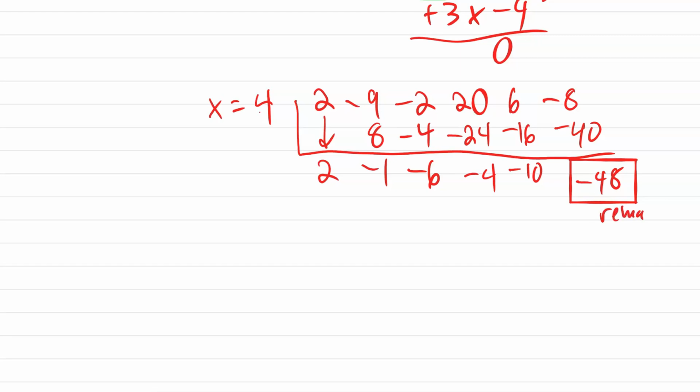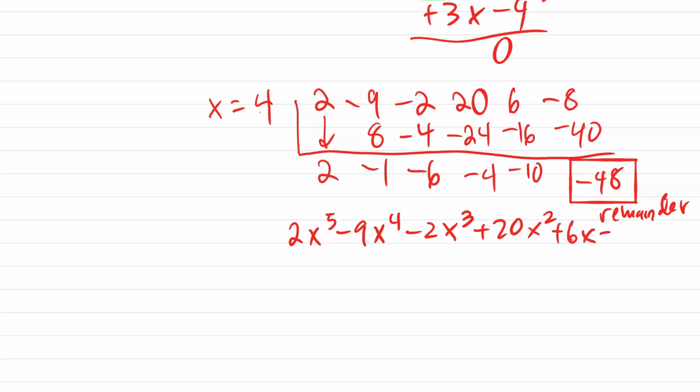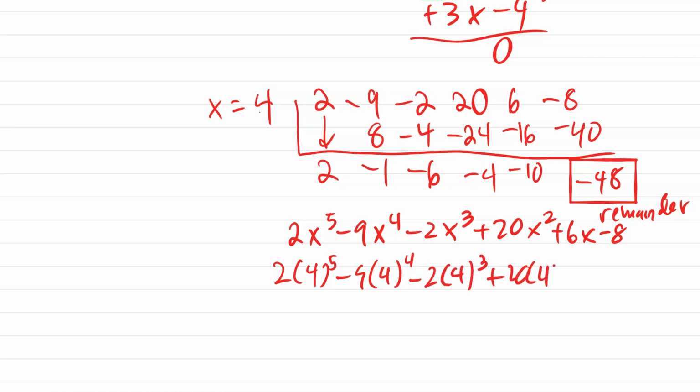This remainder is what would happen if we plug that into the 2x to the 5th minus 9x to the 4th minus 2x to the 3rd plus 20x squared plus 6x minus 8. If we replaced each of those x's with a 4, plus 20 times 4 squared plus 6 times 4 minus 8, all of this would turn into negative 48. So that is basically a very quick way of plugging numbers into complicated equations. Synthetic does that for us.